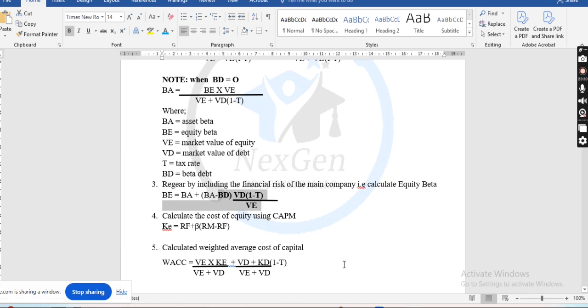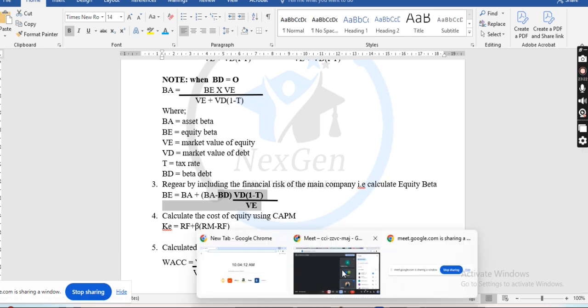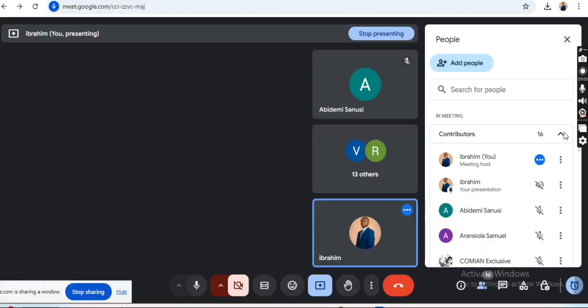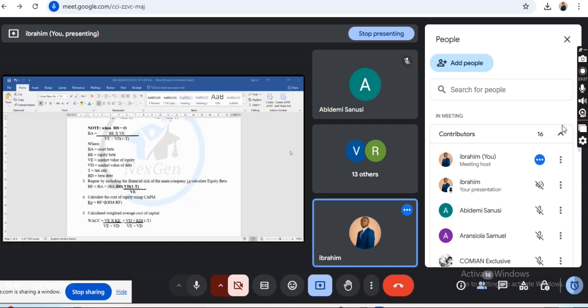Now, if the beta debt of the main company is not given, it becomes zero, and you move on with that, class.